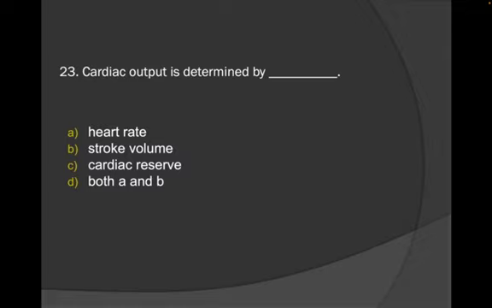Cardiac output, CO, is determined by heart rate times stroke volume. So cardiac output means heart rate times stroke volume. What is cardiac output? How would you define it? And what's the unit? Cardiac output. So think about the term and tell me what is it and what would be the unit.